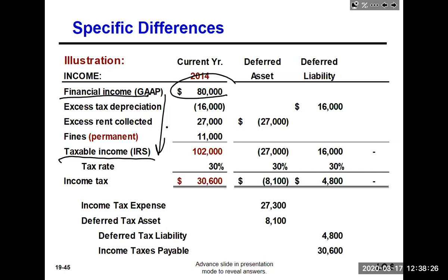80,000, there's my excess tax depreciation, 16,000. Again, accelerated. So that's a deduction to get to that. Excess rent, I am going to have to pay tax for that 27,000 that's not in that, right? Because what would that journal entry have been? Cash. Remember unearned revenue for 27,000?